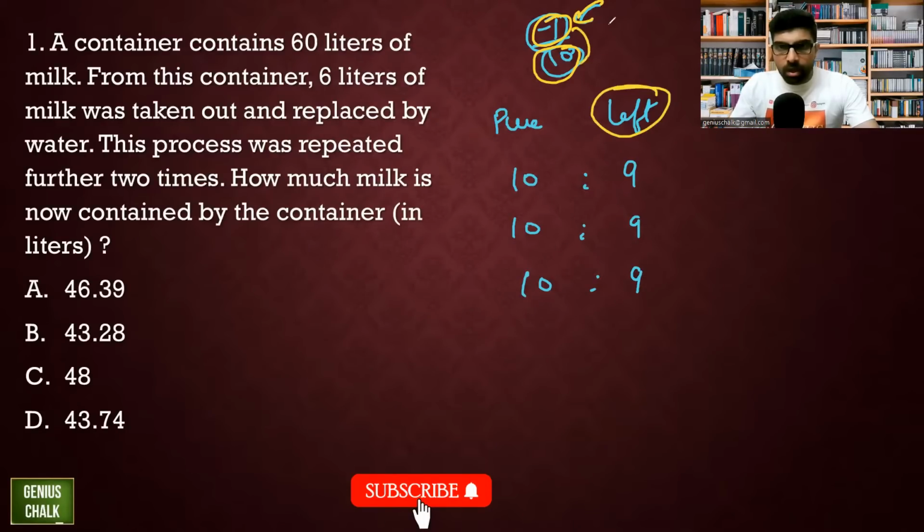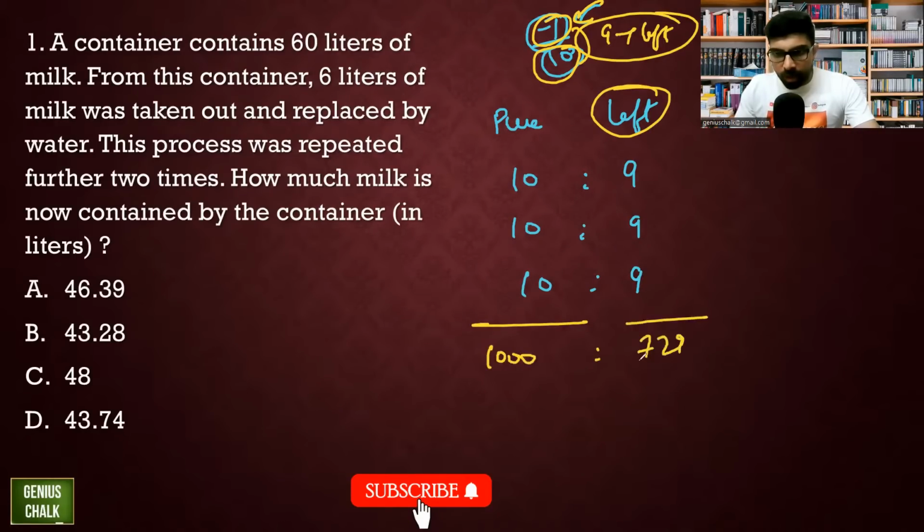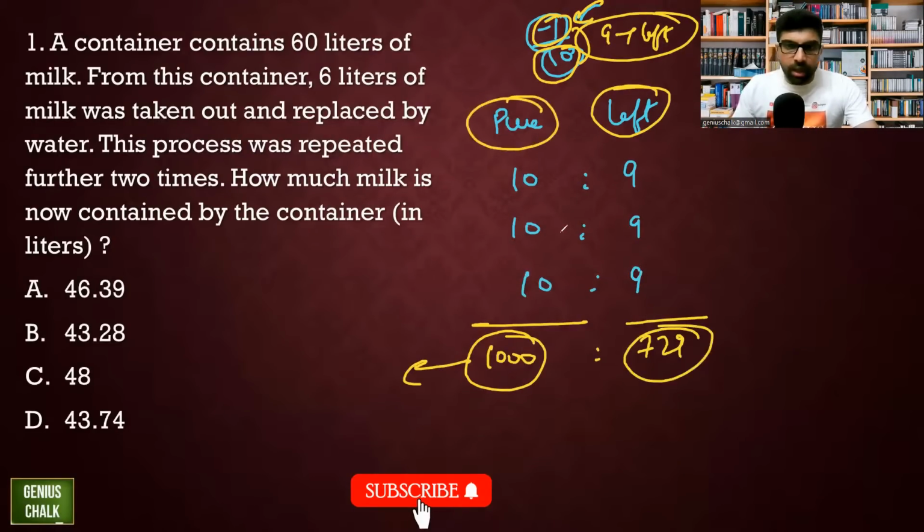10 minus 1, the left will be 9. This is how I am using it. Now if you multiply all, because they are not cancelled in this cross manner, so this is 729. Now we can say that as per this ratio, 1000 was the pure liquid, and now we are left with 729. But the question says that 1000 is not the pure liquid, it is 60.